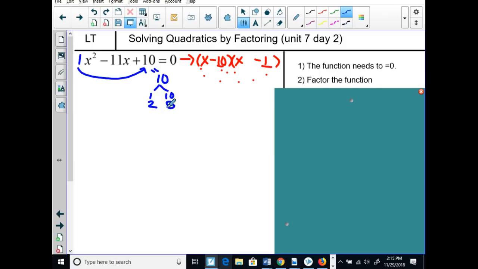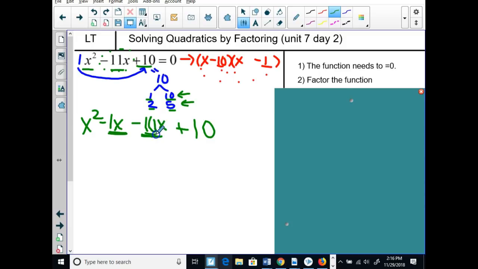Next, what I'm going to do is I'm going to rewrite this function, x squared minus 11x plus 10, but I'm going to write it as x squared blank blank plus 10, always. I need to think out of these factor pairs, which ones can I fill in the blank to get me negative 11x? Well, 2 and 5 can't get me 11 when I'm adding, but 1 and 10 can. If I make this first term a negative 1x, and this second term a negative 10x, together, these 2 terms give me my middle term, negative 11x.